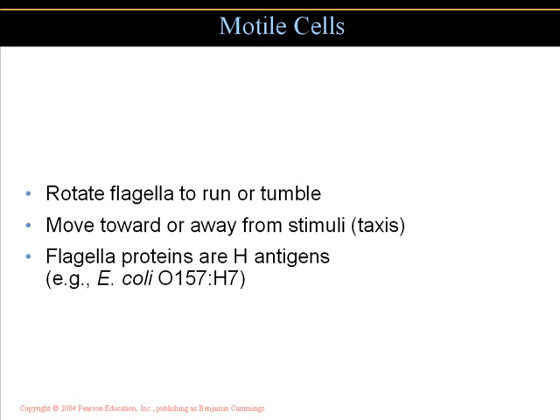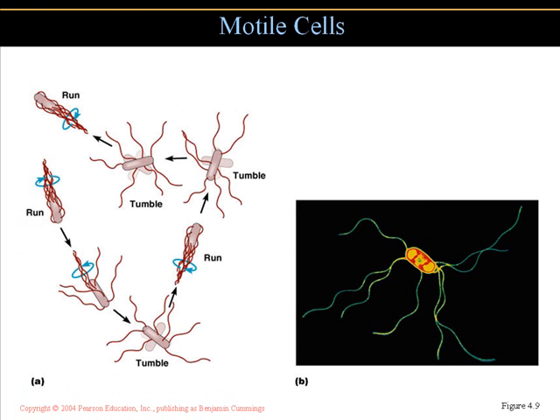The motile cells rotate flagella to run or tumble, and move toward or away from a stimulus. That's referred to as taxis. Flagella proteins are referred to as H antigens. Another example here is Escherichia coli O157. Again, the H antigen is H7. Again, it helps to identify that form of E. coli from other serovars. Again, an example of the various types of motile cells.